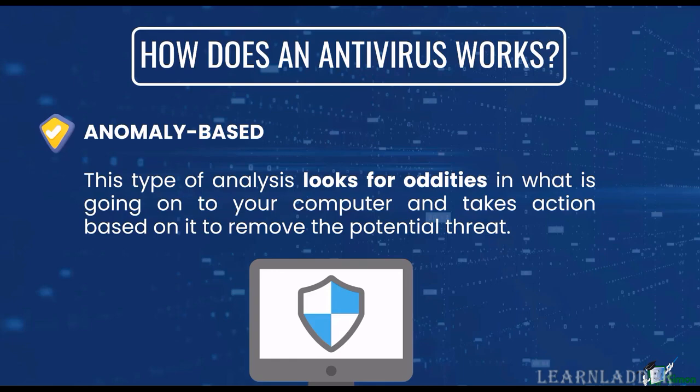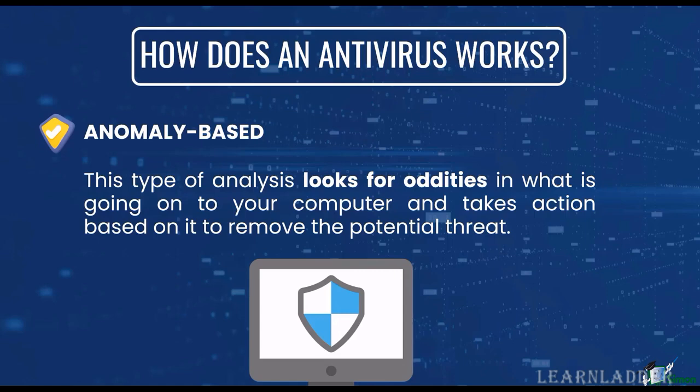The antivirus or other endpoint security solution can identify this oddity and take action based on the activity and remove that potential threat. It's possible that this might not actually be malware, that you could have a false positive. But at least by acting and notifying you that a potential threat exists, you have an opportunity to find this malware.